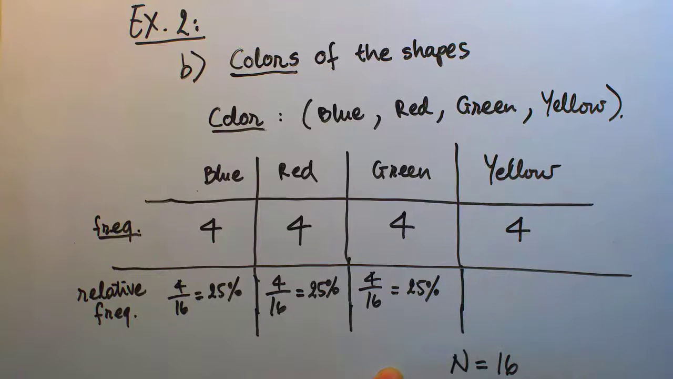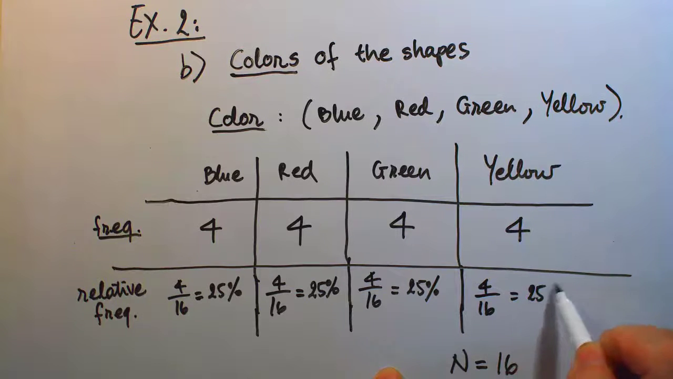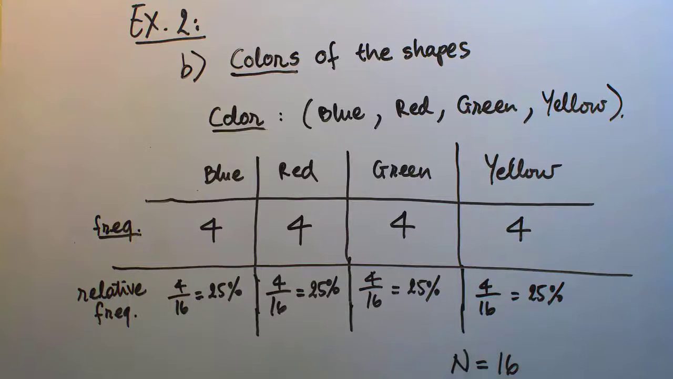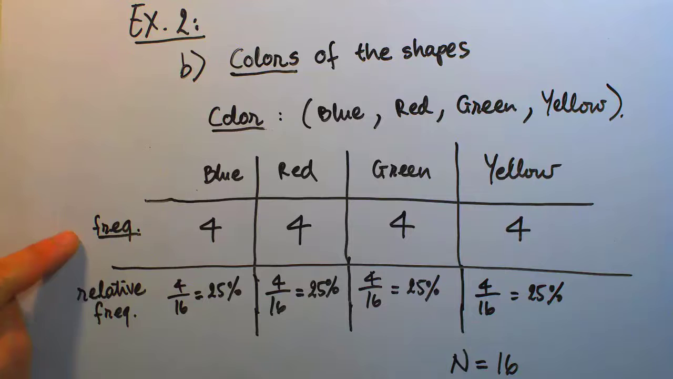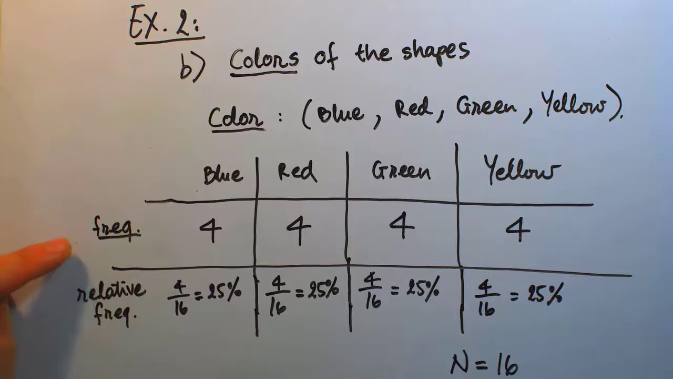And here we're looking at 4 out of 16 again, being another 25% for the yellow object. And that's how we find relative frequency as well as the actual frequency. But of course, we always need to start out with the actual frequency first.